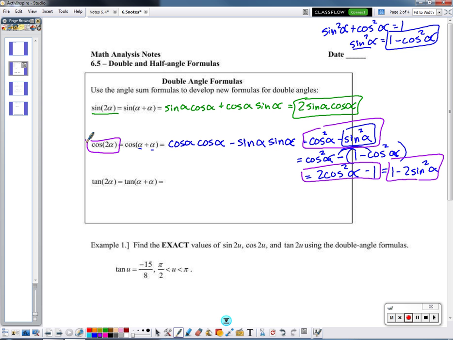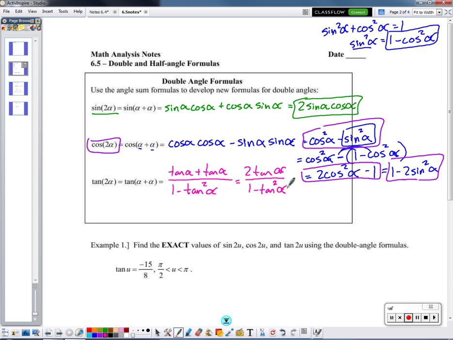And then tangent of 2 alpha, again, just using that same sum formula, I have the tangent of alpha plus the tangent of alpha all over 1 minus tangent of alpha times tangent of alpha. So I'm just going to square that, make that a little easier for myself. So then when I combine my terms here, I get 2 tangent of alpha over 1 minus tangent squared alpha. So this is my double angle formula for tangent.